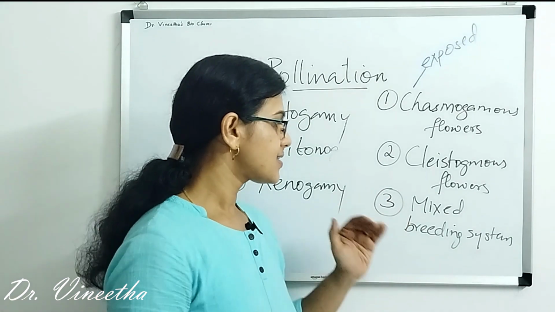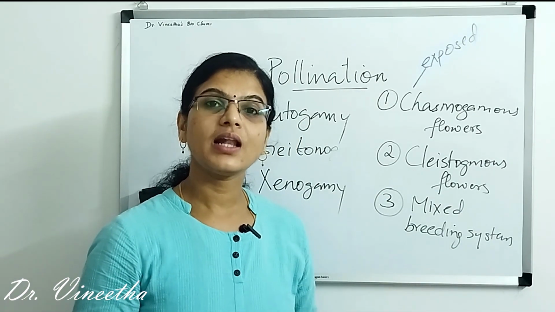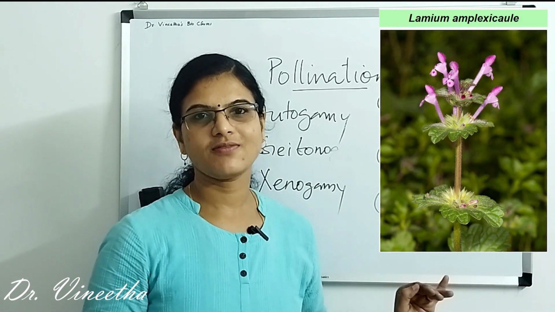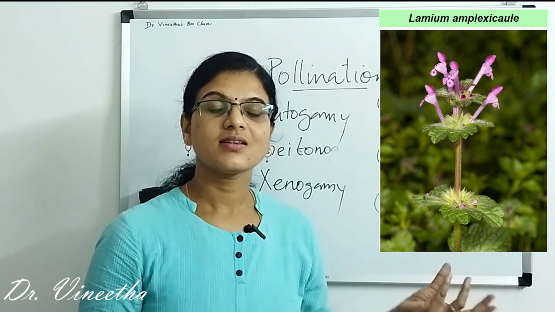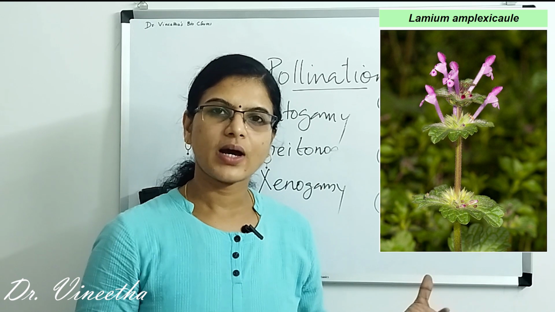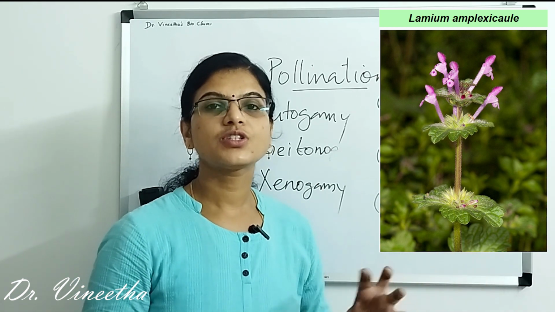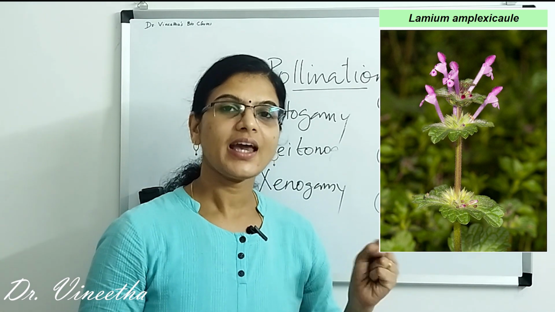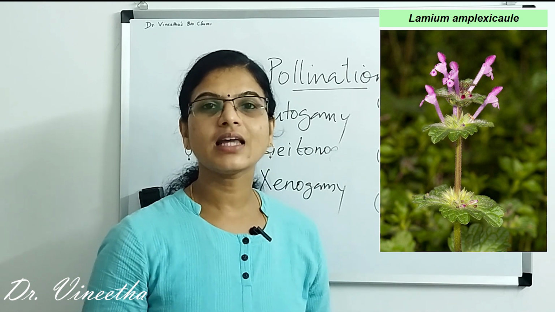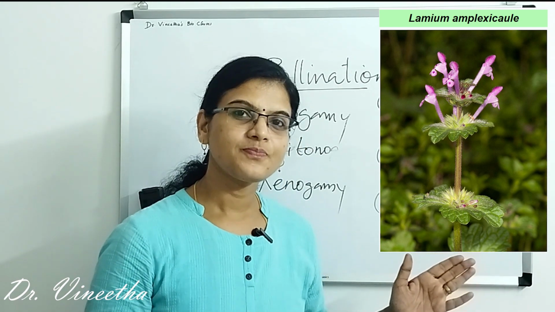Okay, and the third one is the mixed breeding system. Here the plant will have both the Chasmogamous flowers as well as the Cleistogamous flowers. The Chasmogamous flowers have their anthers and stigma exposed to the environment, and the plant also has Cleistogamous flowers, which do not open to the external. Self-fertilization happens. So what is the advantage of such a mixed breeding system?